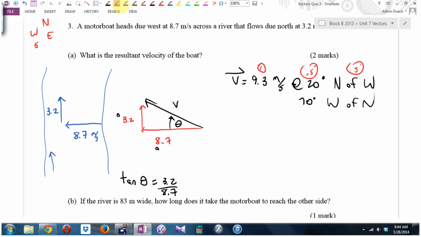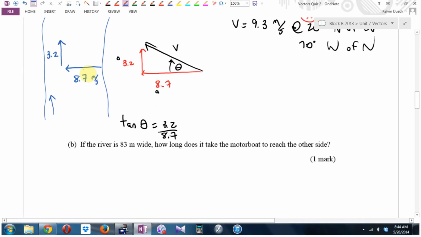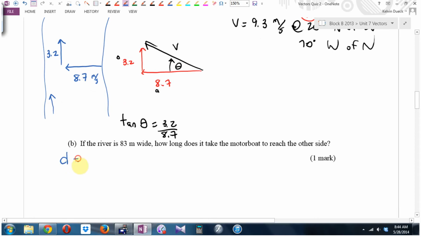River is 83 meters wide. Well, 83 meters wide, that's that way, which means I'm going to use a velocity in exactly that direction, the 8.7. So how long does it take? I know that d equals 83. I'll call it dx because it's horizontal. I know vx is 8.7. For the motorboat question, we're going to assume acceleration is 0.